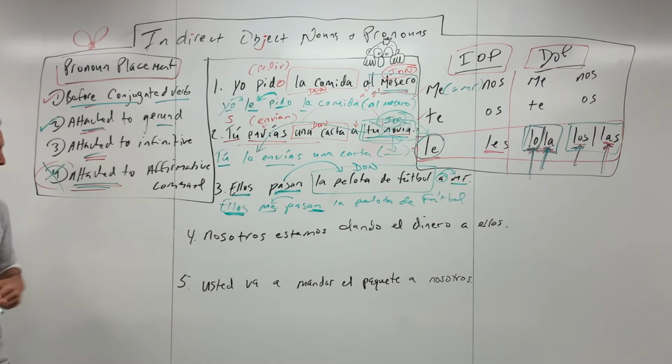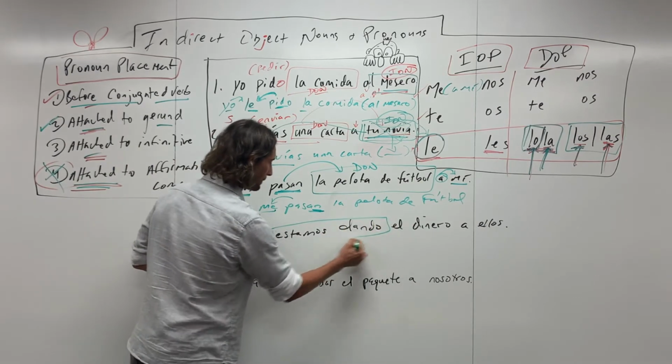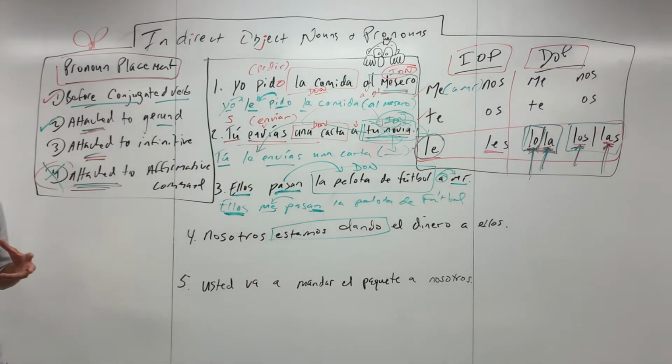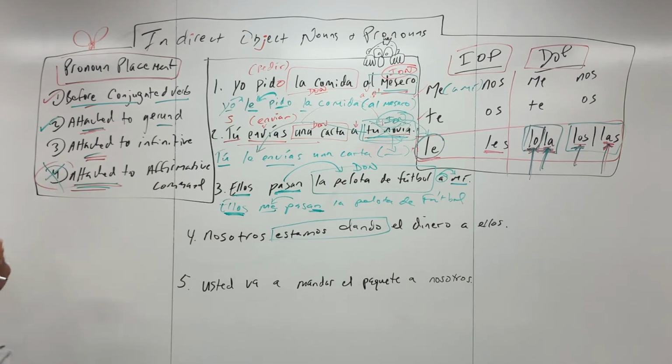So number 4, nosotros estamos dando el dinero a ellos. Check this out. We've got present progressive here because I want you to see how to use it with a gerund. So nosotros estamos dando el dinero a ellos.